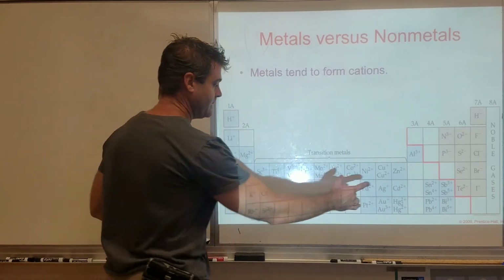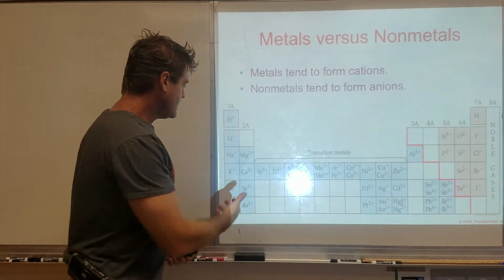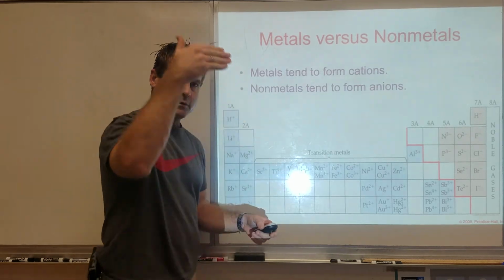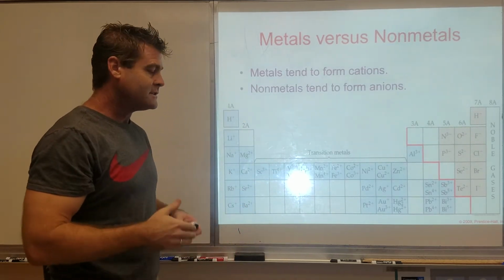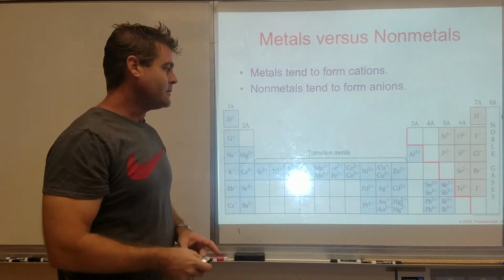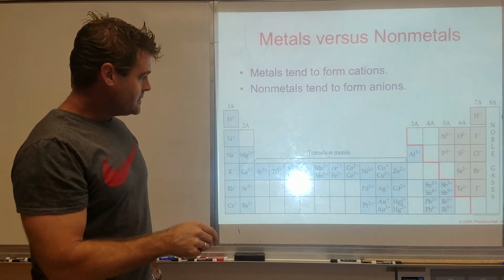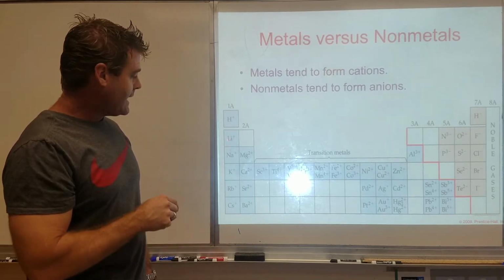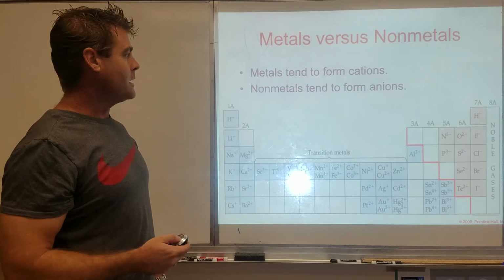You guys should know that, right? They tend to lose electrons. Remember, we looked at an activity series for metals, and some lose electrons more readily than others. So you remember these are called the transition metals. We have the alkali metals and the alkaline earth metals.